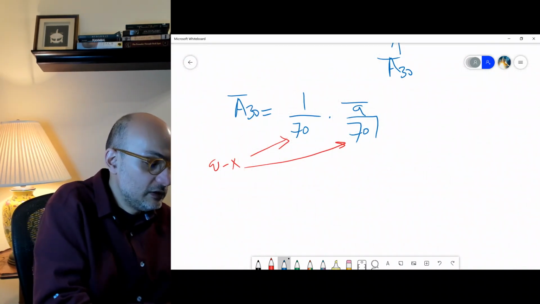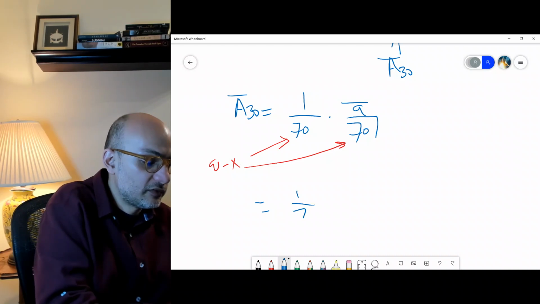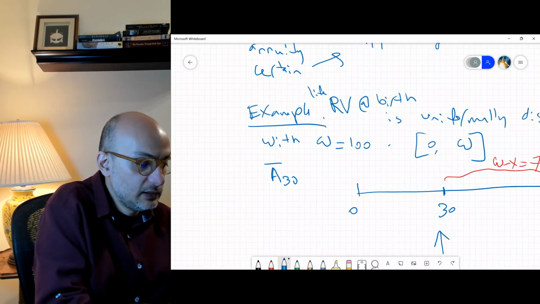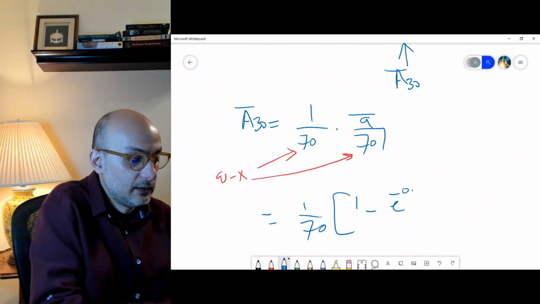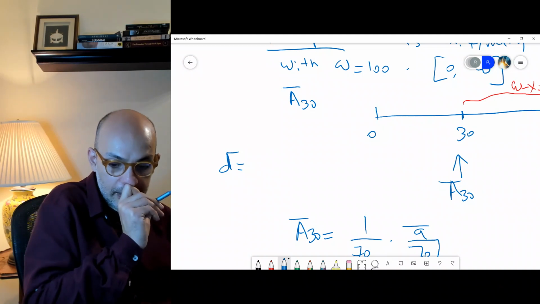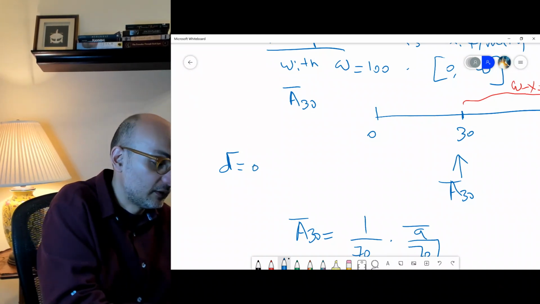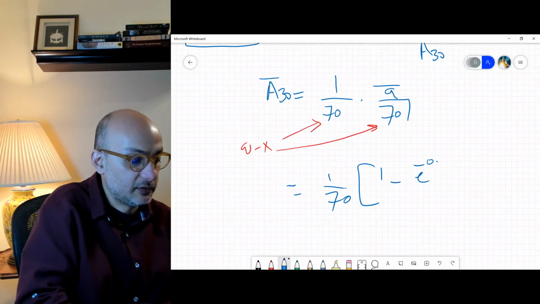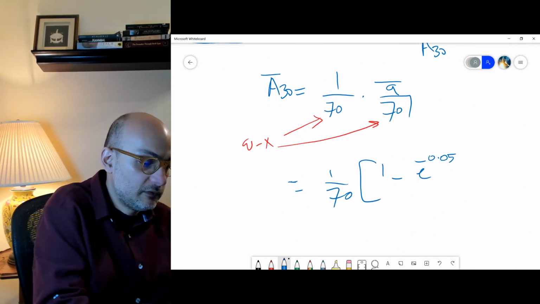And this is so easy, right? All we need to do is 1 over 70 multiplied by 1 minus e to the power of minus delta times 70. Let's say delta is 5%, right? Or maybe, yeah, let's do it 5%. Given that delta is 5%, 0.5 multiplied by 70 divided by 0.5.